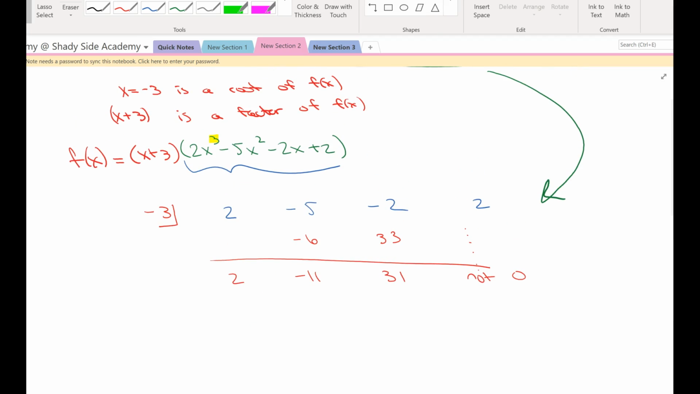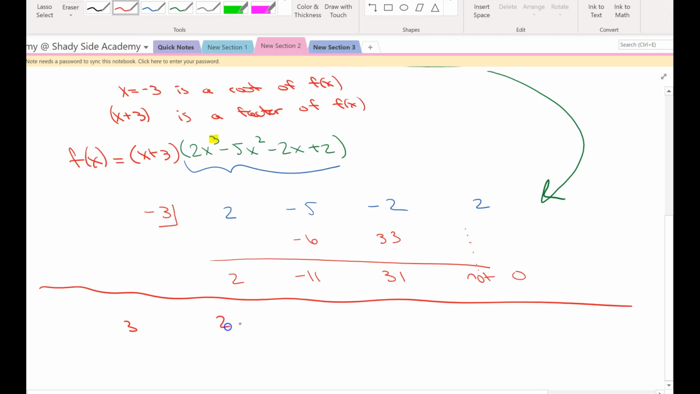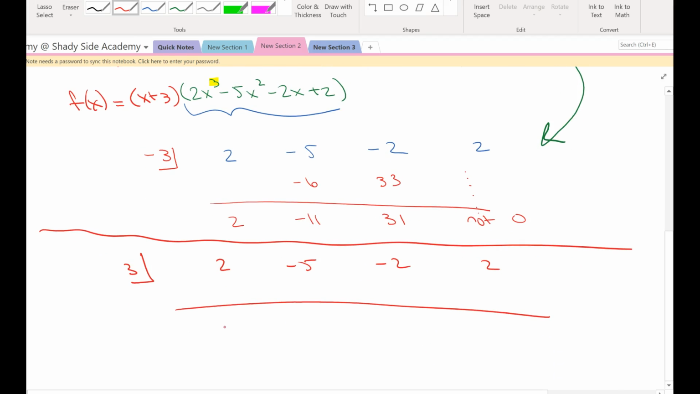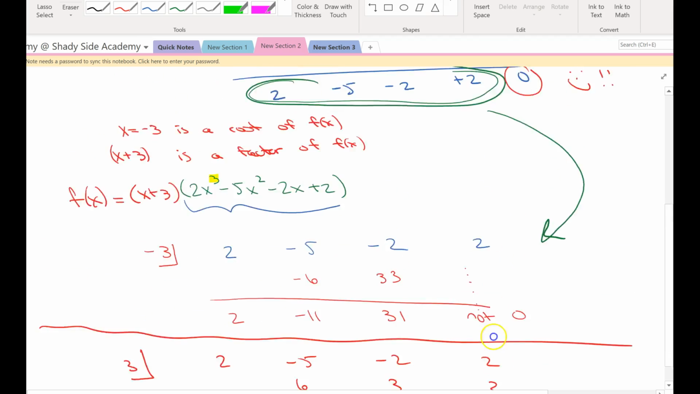Let's not lose ourselves in our work here, okay? We're at this place. Let's try positive 3 just to make sure. All right, 2, -5, -2, 2. 3 is the root candidate. Let me just roll this out. 2, 6, 1, 3, 1, 3, okay, 5. All right, so then let's go back here.